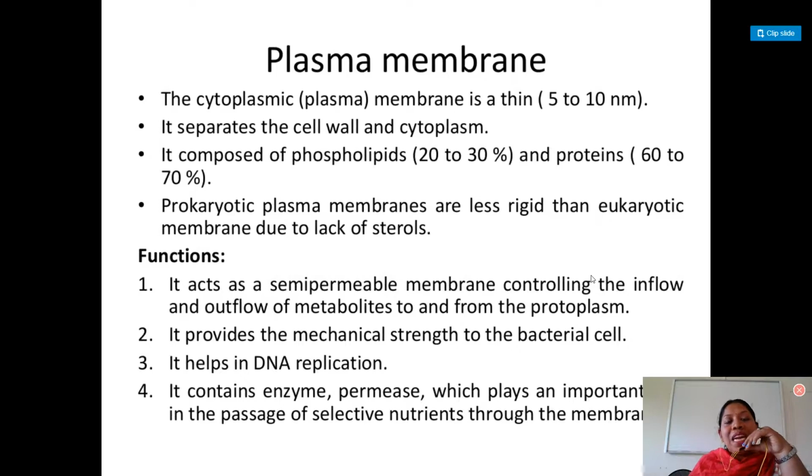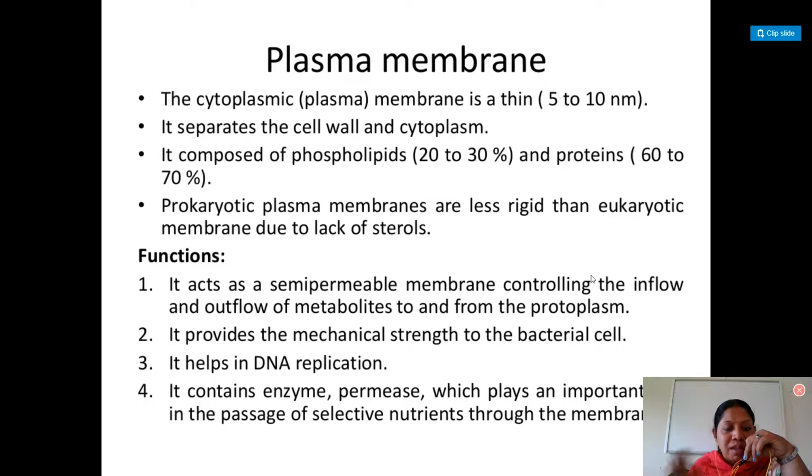Okay. Now it is composed of phospholipid 20 to 30%, protein 60 to 70%. Now prokaryotic plasma membranes are less rigid than the eukaryotic membrane due to lack of sterols. Now what is the function of this plasma membrane? It is semi-permeable, meaning it allows only what is needed for the metabolic function of that bacterial cell. So it is a semi-permeable membrane controlling the inflow and the outflow of metabolites to and from the protoplasm or the cytoplasm.